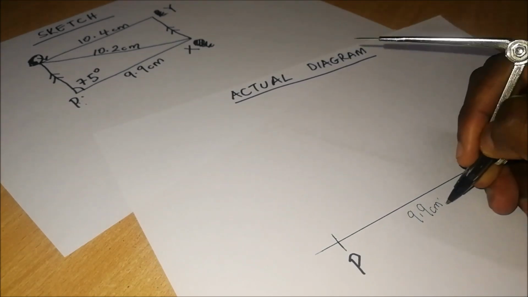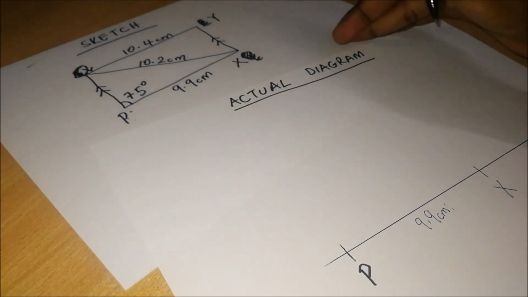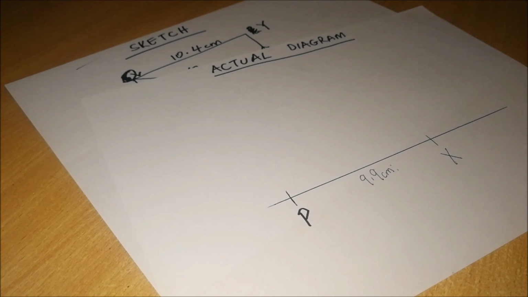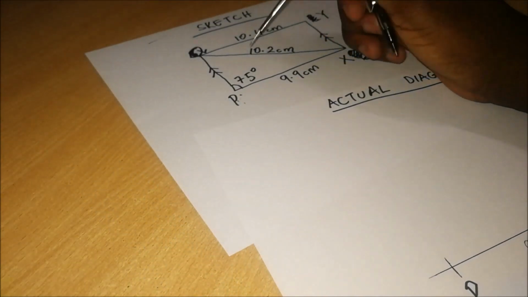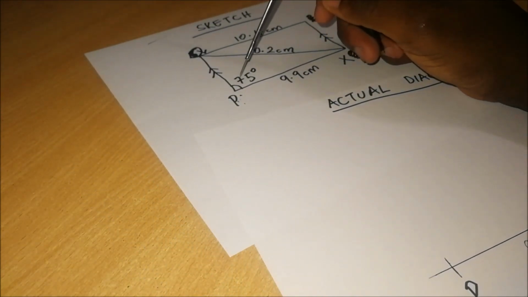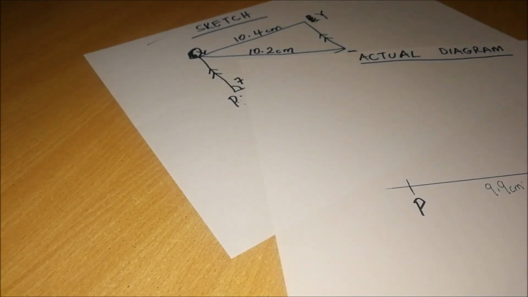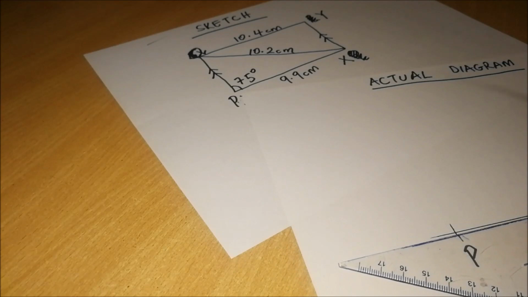I think you're seeing we are following our sketch. It's our sketch giving us what to do. So now the next thing to do is to construct 75 degrees at this point, at point P. So we are going to construct 75 degrees at that point. So let me make this a bit longer.